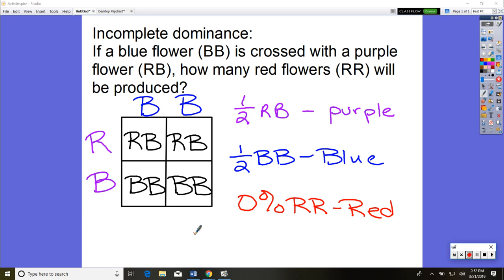And finally, the term heterozygous, hetero tells me different, so the two letters will be different, meaning one will be a capital letter and one will be a lowercase letter, or in this case, the case of incomplete dominance, I have a heterozygous that is R and B. They're actually two different letters, and that heterozygous is the one that's that in between. It's the purple flower that we made. It's the mixing of those two other alleles.